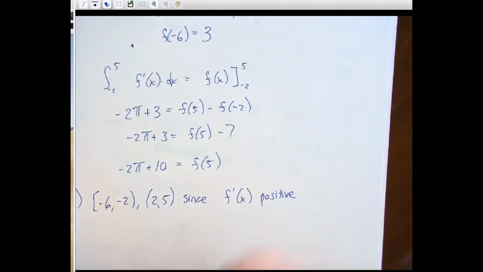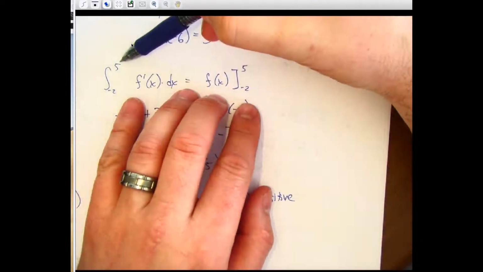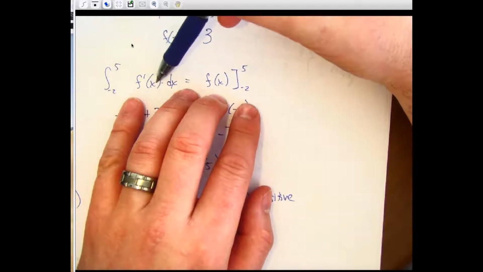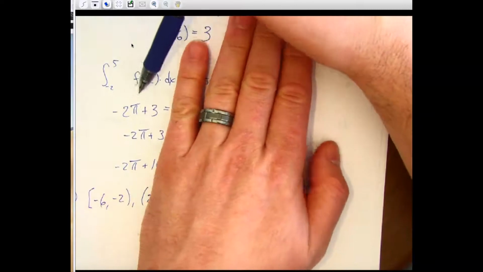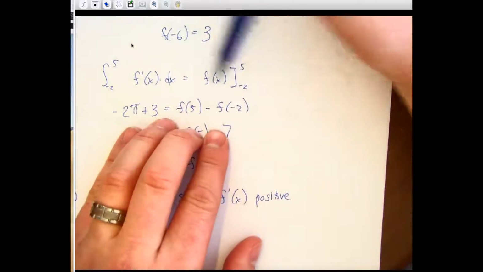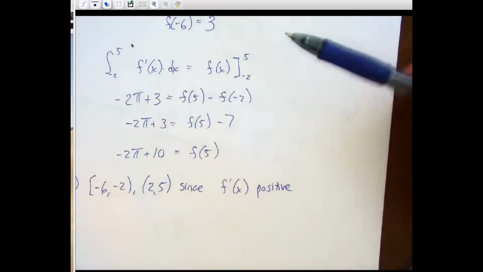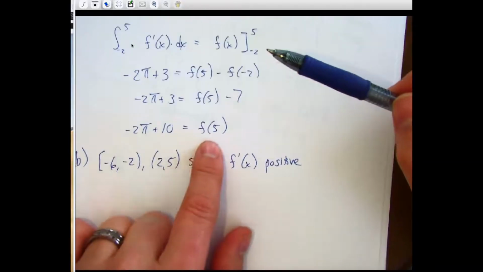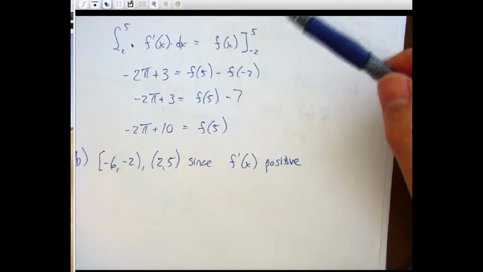The algebraic way to think about it would be the same thing we just did. I'm going to use -2 because that's what I know. I'm going to use 5 because that's what I'm looking for. I'm integrating the derivative to end up with the original. And this, I know this area: there's 2 pi below the axis and there's 3 above it. And here I know I'm supposed to plug in top minus bottom. If you just work through the algebra, this is what we said we should get. f of 5 equals 10 minus 2 pi, or -2 pi plus 10, whichever way you want to say that.